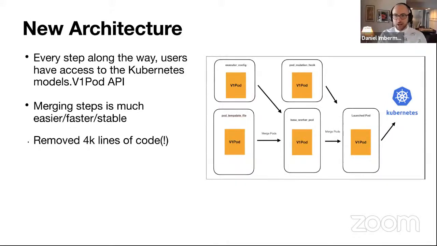Well, now you need to do the pod mutation hook before you launch it. Well, we use that same logic to merge again. So every step along the way, you are using exactly what exists in Kubernetes, which also means that the system runs much faster. And we were able to remove 4,000 lines of code compared between Airflow 1.10 to 2.0, which means there's that much less surface area to maintain, and the product is that much more stable.